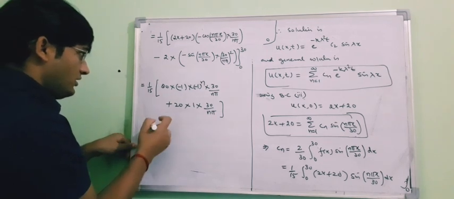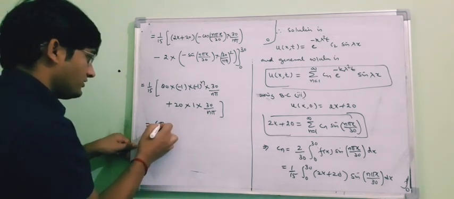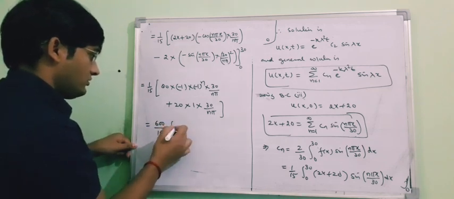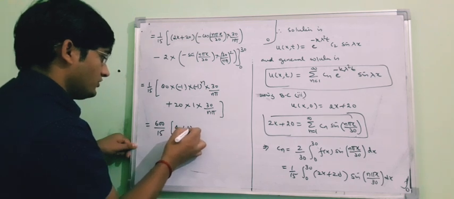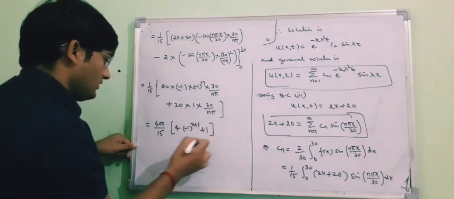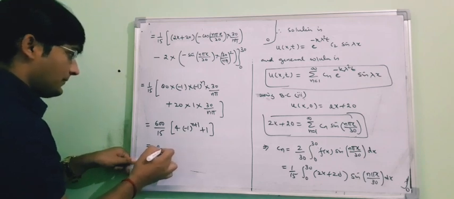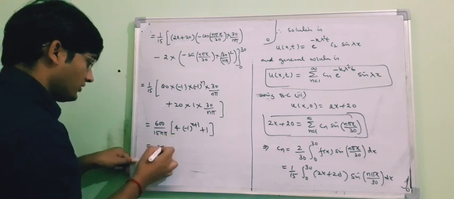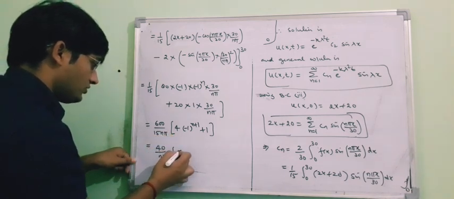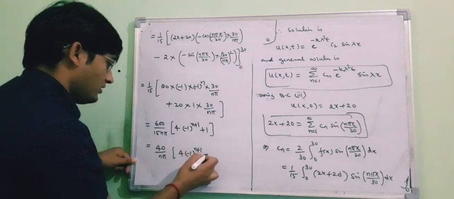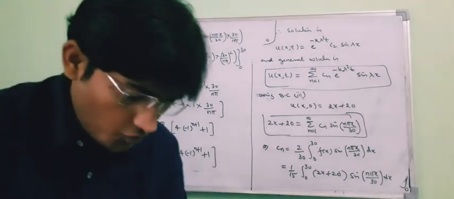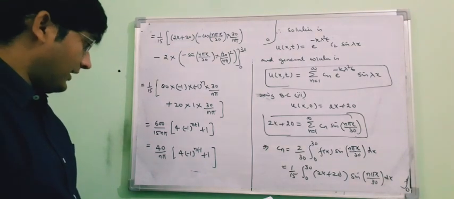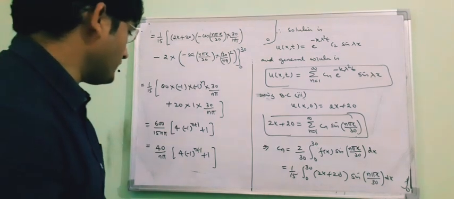So we will have 600 divided by 15, which is 40, upon n pi, into 4 times minus 1 power n plus 1 plus 1. So this is equal to 40 upon n pi into 1 plus 4 times minus 1 power n plus 1. So this is the value of the coefficient Cn.